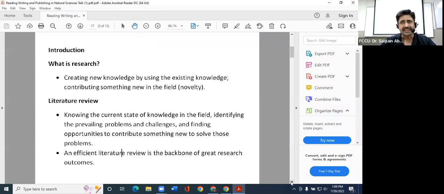So that is how we will be creating novelty and adding to the knowledge, all across the globe. Ultimately, here we are in the technological age.